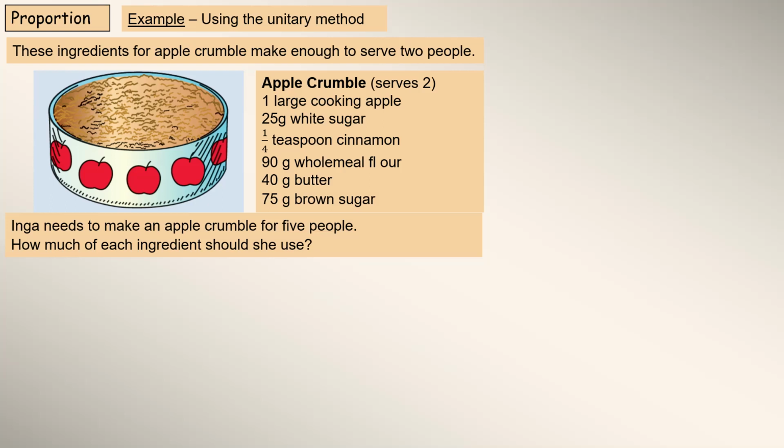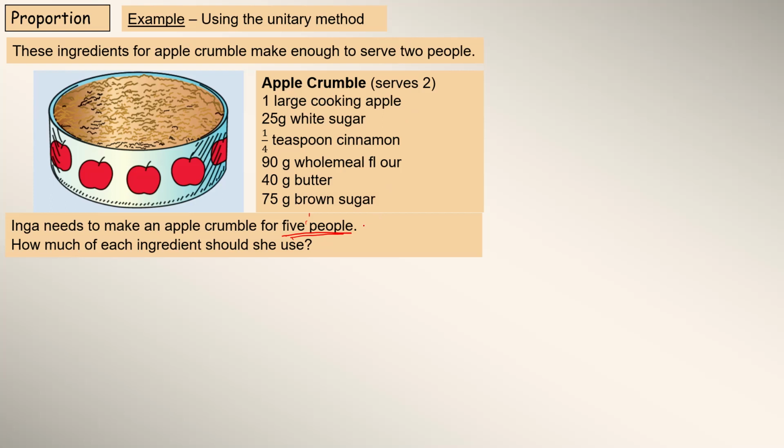Okay, so a new example, example 2, call it. We've got the ingredients for making an apple crumble to serve 2 people. Okay, so I need a large cooking apple, 25 grams of sugar, 1/4 teaspoon of cinnamon, 90 grams of whole wheat flour, 40 grams of butter, and 75 grams of sugar. Now, I need the ingredients for 5 people. Okay, this is for 2.